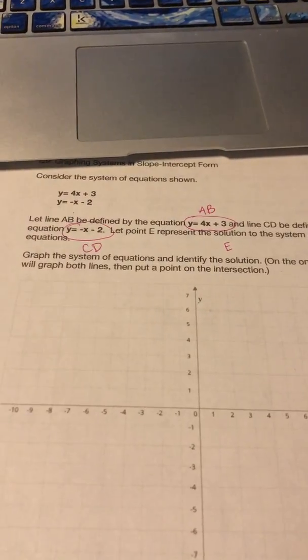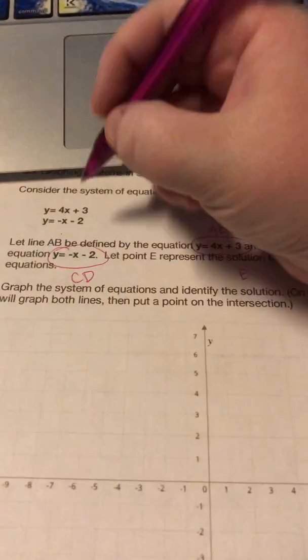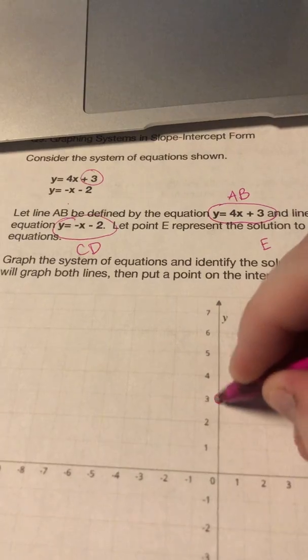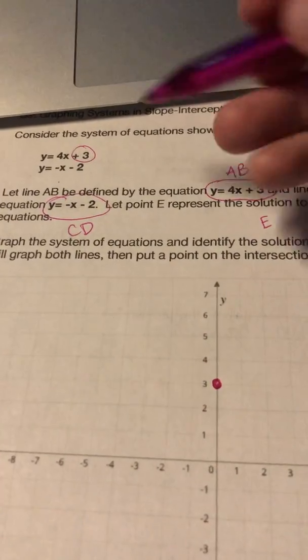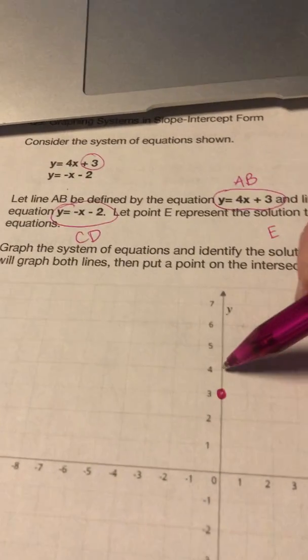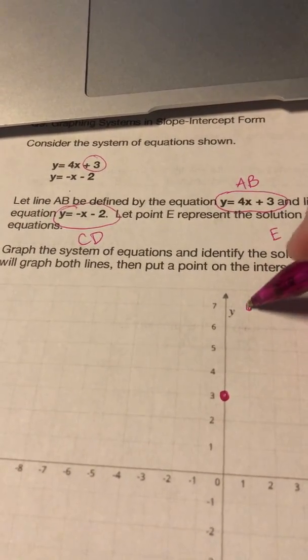So I'm going to start with y equals 4x plus 3. The y-intercept is positive 3, so I'll put my dot on positive 3 here. The slope is 4, which means I'm going to go up 4 over 1. So 1, 2, 3, 4 over 1.